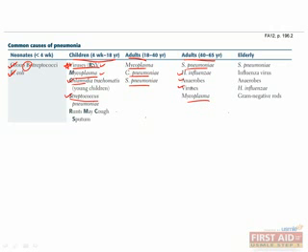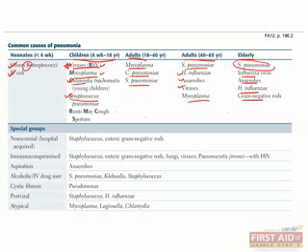anaerobes, and viruses. Finally, in the elderly, the most common sources of pneumonia are S. pneumoniae, influenza, anaerobes, H. flu, and some gram-negative rods. In addition to thinking of causes by age, we can also categorize pneumonia by how it's obtained.